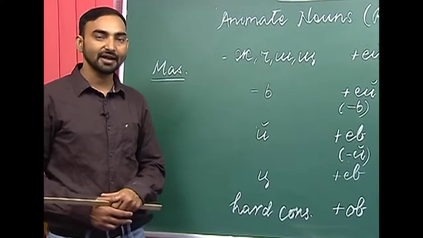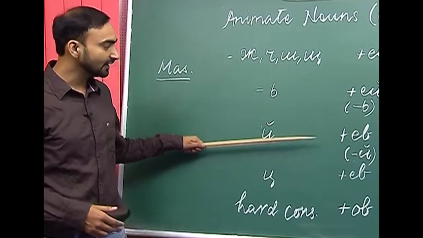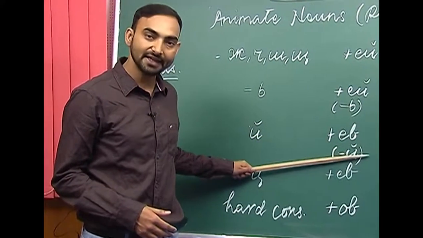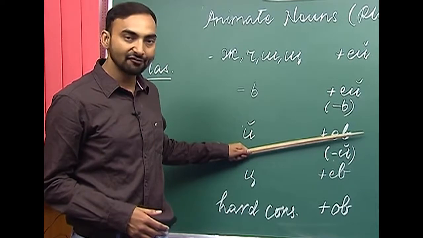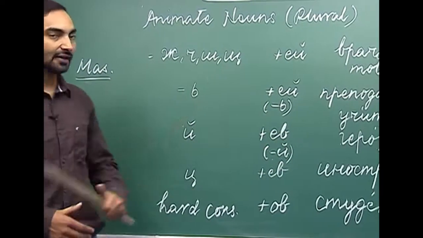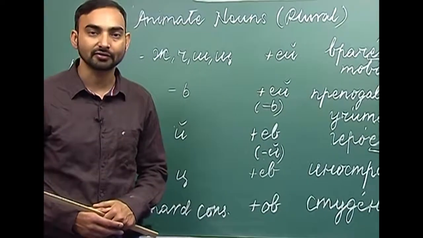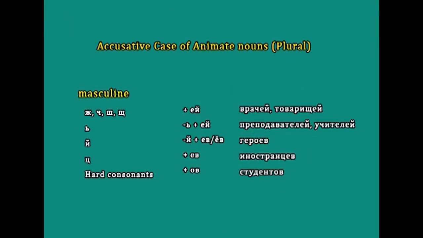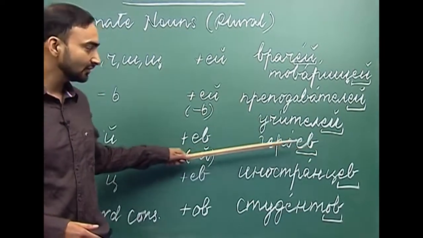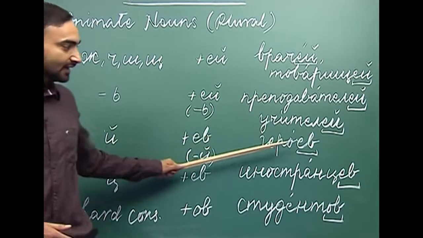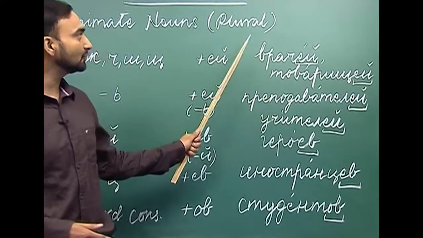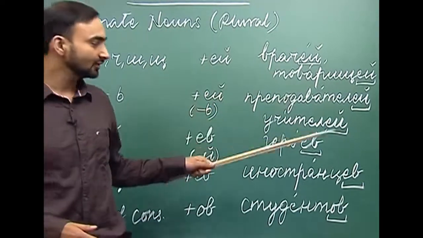The third ending is e krat ke. If an animate masculine noun ends with an e krat ke, what are we supposed to do? We drop e krat ke and add yef at the end. So, what do we get if we have a noun giroi? Giroi is hero. How do we make the accusative case form of giroi? We drop e krat ke and add yef, giroef. Giroef is the plural accusative case form of giroi.